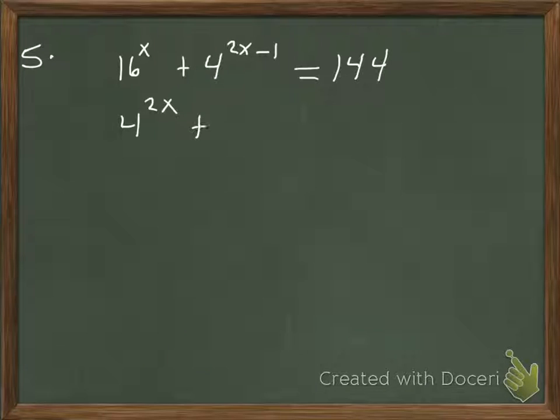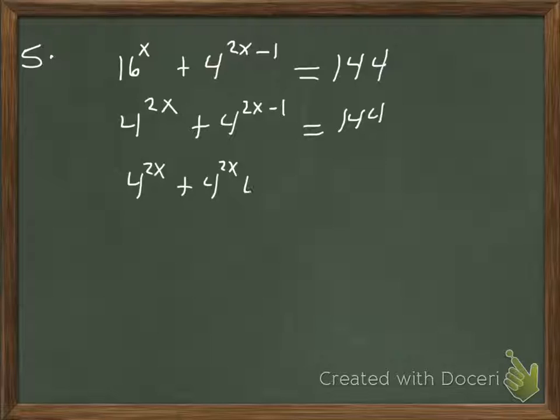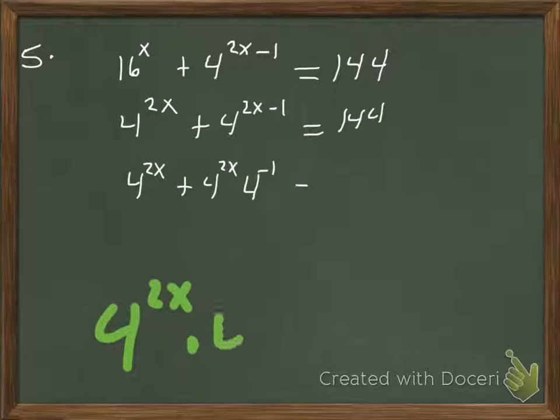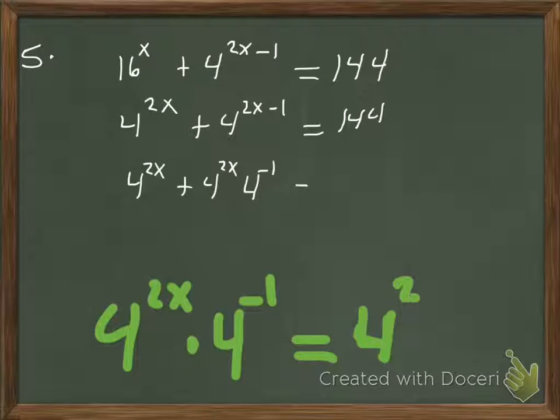Plus 4 to the 2x minus 1 equals 144. What I can do is I have a greatest common factor of 4 to the 2x, okay? And what we're going to do is use the fact that 4 to the 2x times 4 to the minus x, when you multiply like bases, you keep the base and you add your exponents. So that's what we're going to do here.